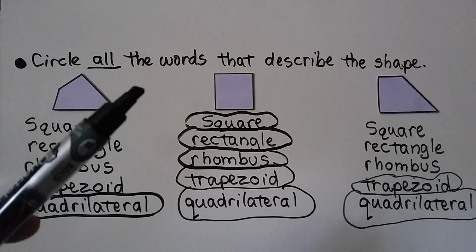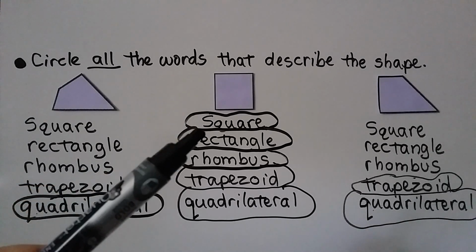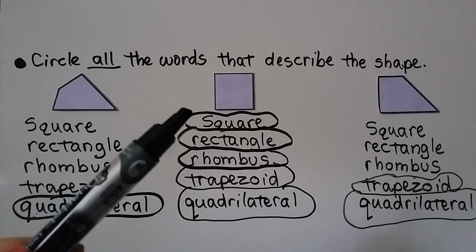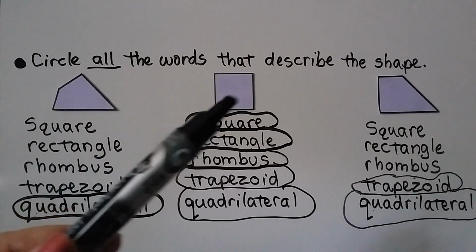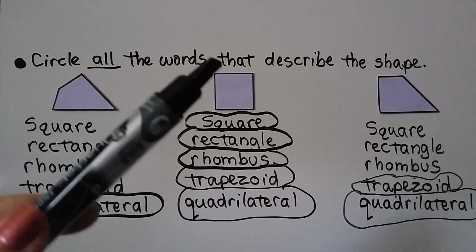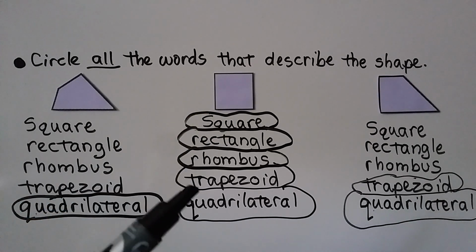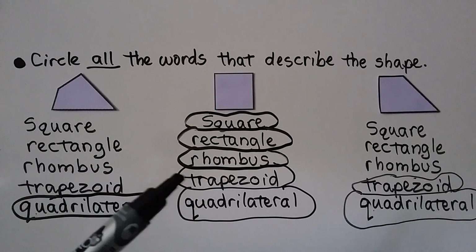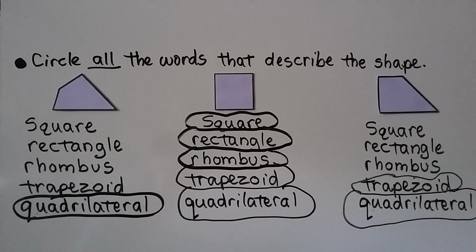So a square needs to have 4 equal side lengths and 4 right angles, and this does. A rectangle needs to have 2 pairs of opposite sides that are parallel, and it does, and it needs 4 right angles. It has that. A rhombus needs 2 pairs of opposite sides that are parallel. It has that, and it's got 4 equal side lengths. And a trapezoid needs to have at least 1 pair of sides that are parallel, and it has that. And a quadrilateral has to have 4 sides and 4 angles, and a square has that. So a square is all of these things.